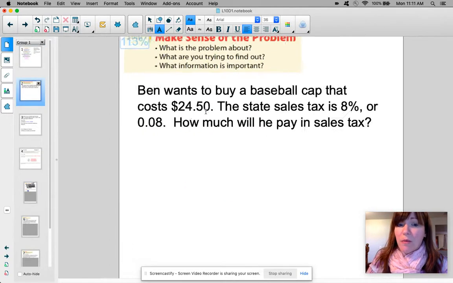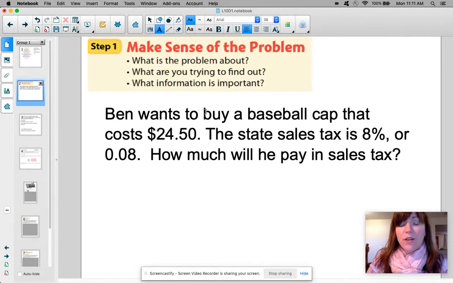So this is our problem of the day, one of the ones that we'll do together. Ben wants to buy a baseball cap that costs $24.50. The state sales tax is 8%, or 0.08. How much will he pay in sales tax?